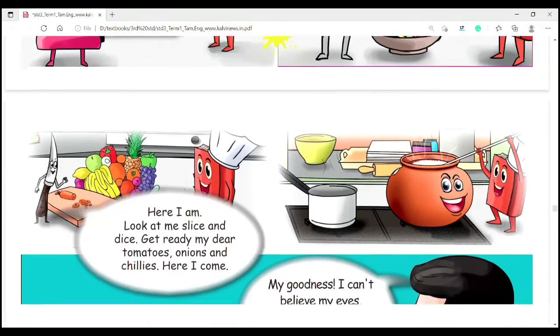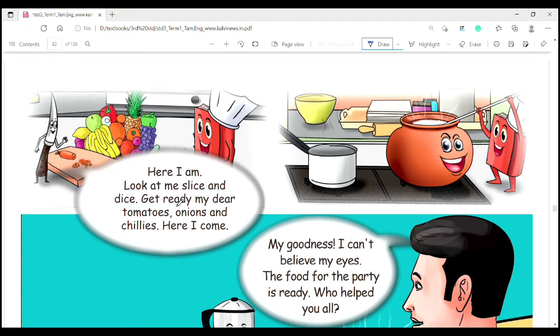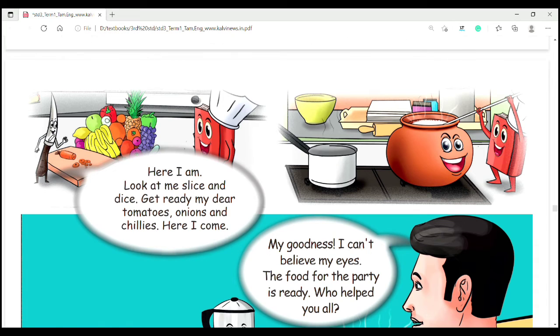So next, who is talking now? Here I am. Look at me slice and dice. Get ready, my dear tomatoes, onions, and chilies. Here I come. So now the knife is talking to the recipe book. Knife என்ன சொல்லுது? எனக்கு எல்லாத்தையும் ரொம்ப ஃபாஸ்ட்டாக ஸ்லைஸாக அழகாக கட் பண்ணிடுவேன். உங்களுக்கு ஸ்லைஸாக வேணும்னா ஸ்லைஸாக கட் பண்ணுவேன், டைஸாக, அதாவது க்யூபாக வேணும்னா க்யூபாக கட் பண்ணி கொடுப்பேன். So tomatoes, onions, chilies, get ready, I am going to cut you, the knife is telling the recipe book. Now every object in the kitchen started working.